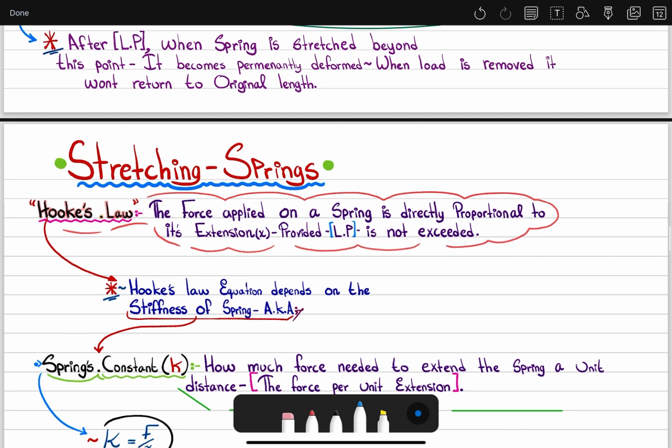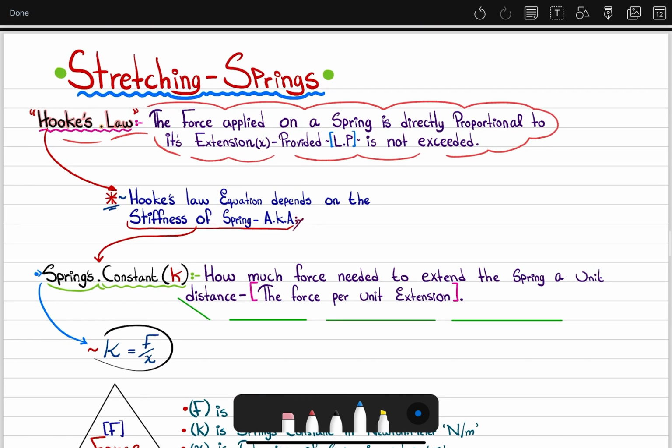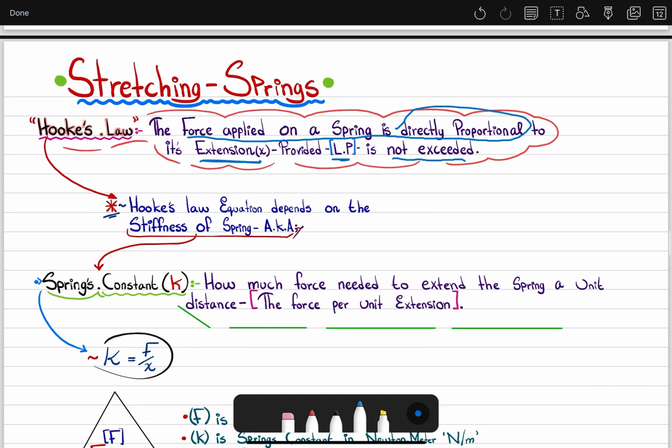So after experimenting with this and plotting the graph, Hooke made his law, which is known as Hooke's law. Hooke's law is the force applied on a spring. The force applied on a spring is directly proportional to its extension provided LP is not exceeded. So the force applied to a spring, as you can see in the graph, is directly proportional provided LP is not exceeded. Once you exceed LP, the force is not directly proportional to the extension, and Hooke's law is not obeyed anymore.